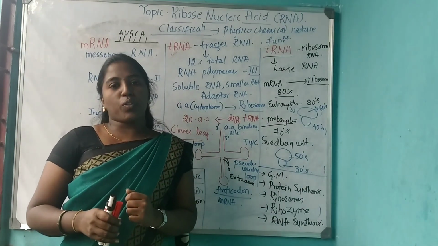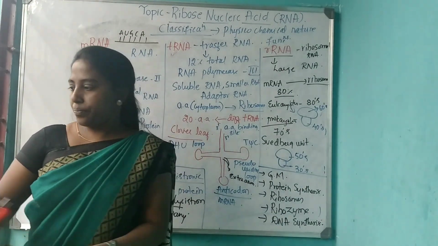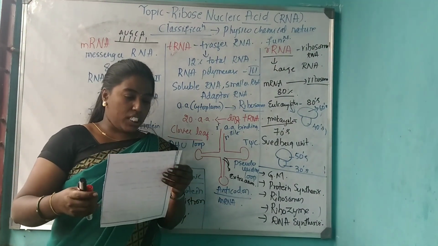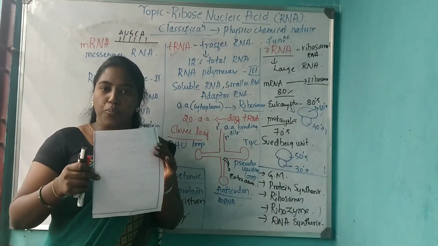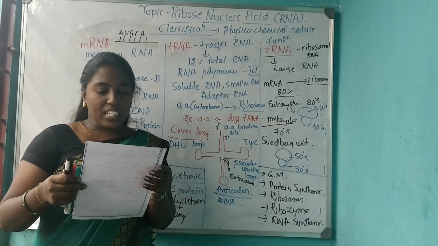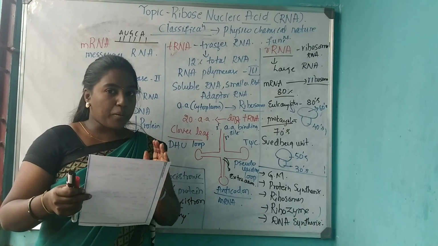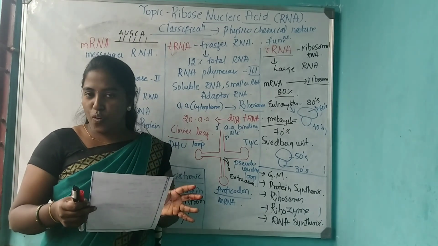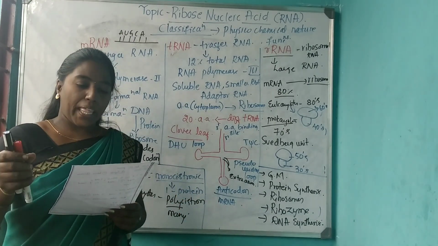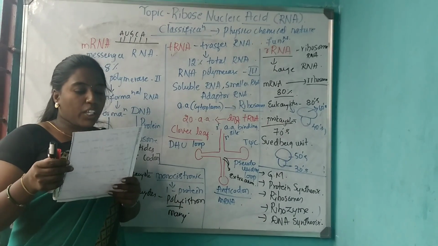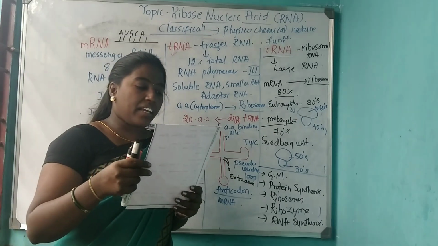So let us see some questions related to today's topic. The first question is, RNA does not possess uracil, thymine, adenine or cytosine. Which is that? Thymine is not found in RNA. It is found only in DNA. The answer is B.